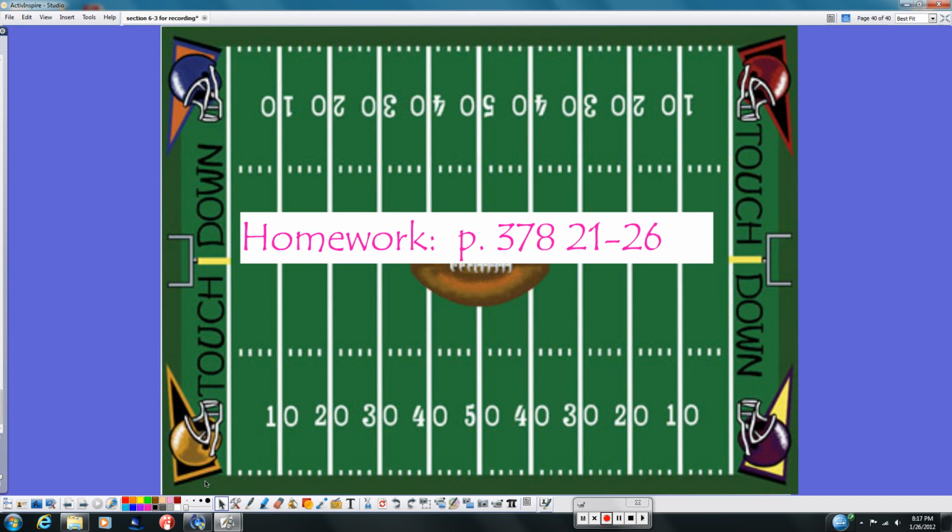Your homework for this part of this section is page 378, numbers 21 to 26.